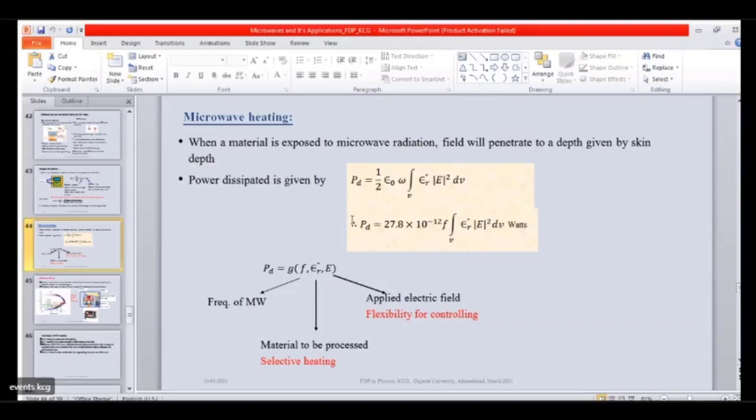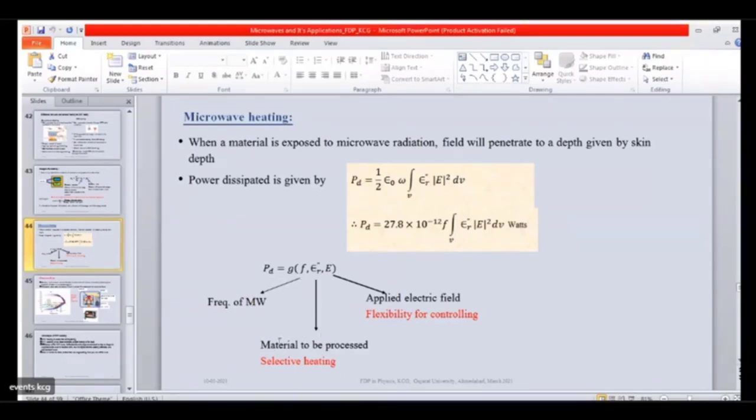So here you can see that dissipated power depends upon the dielectric loss of the material. Dielectric loss is a constant for a given material at a given frequency, right? So it depends upon that. It also depends upon the frequency of the microwave radiation, and it depends upon the strength of the electric field, right? So PD is a function of f, epsilon r double dash and electric field, right? So the dependence of the dissipated power on these three parameters can be made use of in different applications.